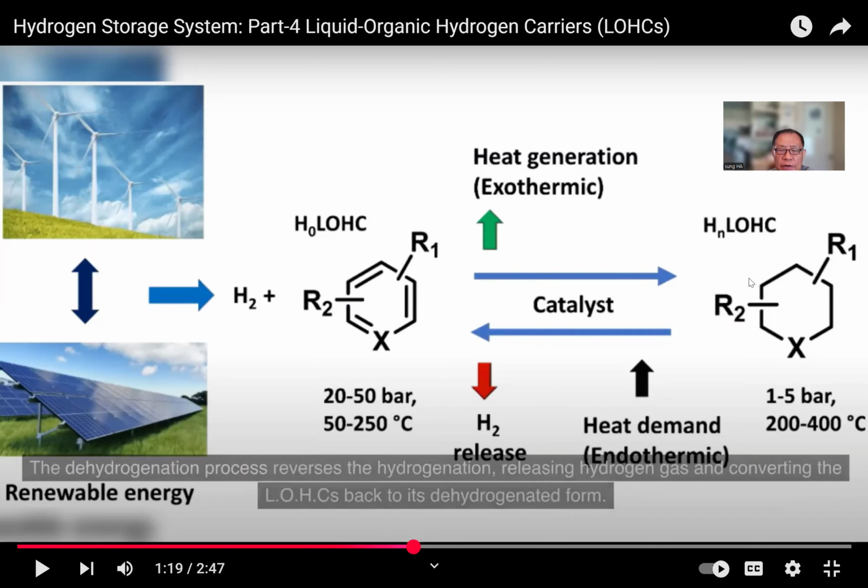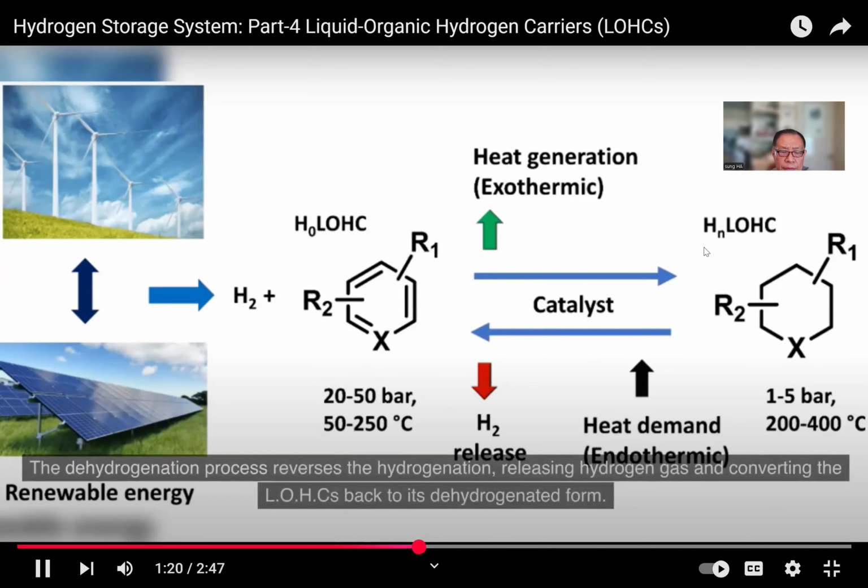It's much safer, but as you can see, we have to have heat in and out depending on when we convert in these conversion procedures. So heat in and out means energy loss. But again, this way it is going to be very safe.